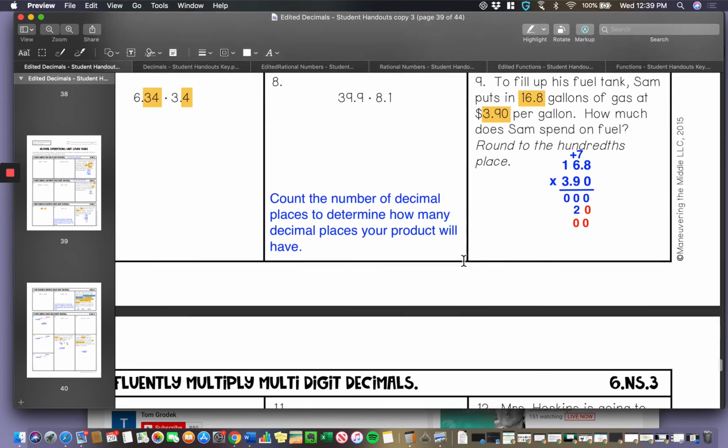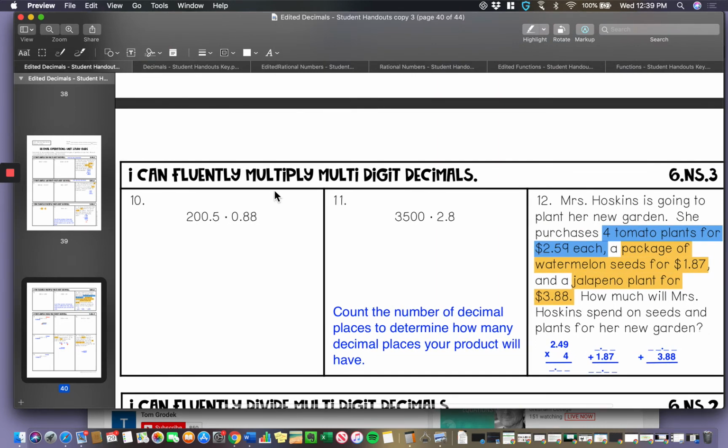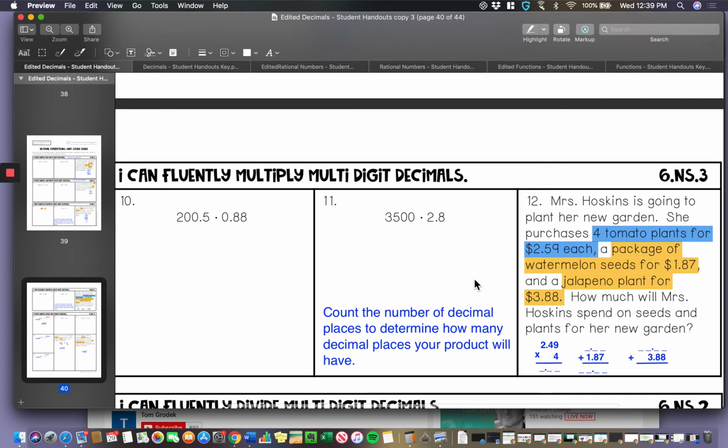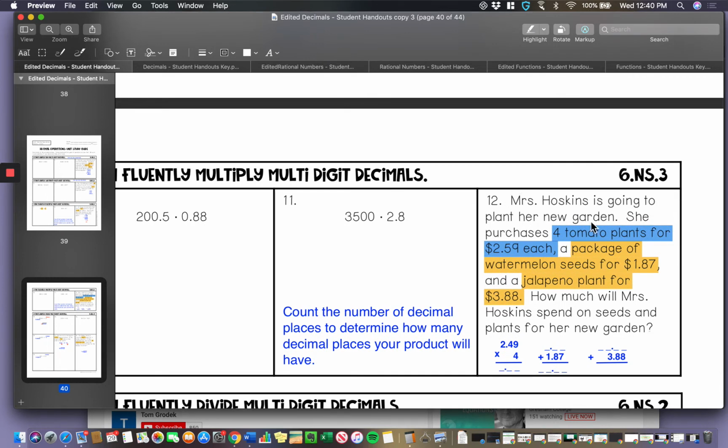All right, moving on down. I can fluently multiply multi-digit decimals. So again, make sure you count the number of decimal places to determine how many decimal places your product will have. In number 12, though, we have a multi-step problem.